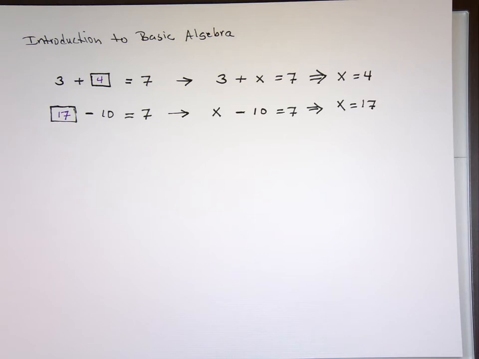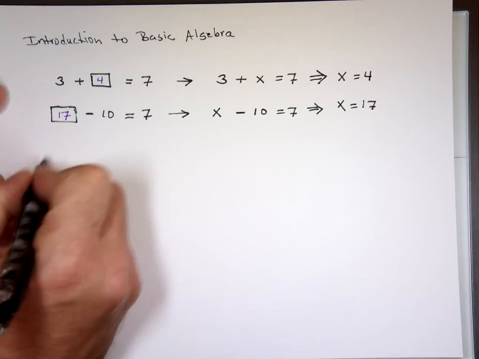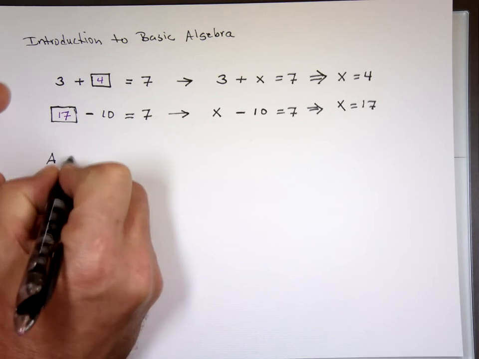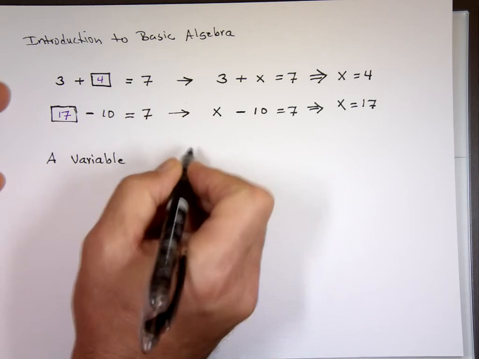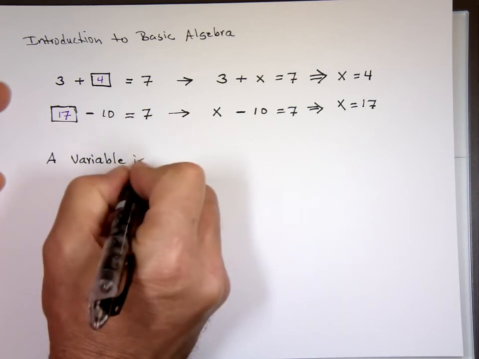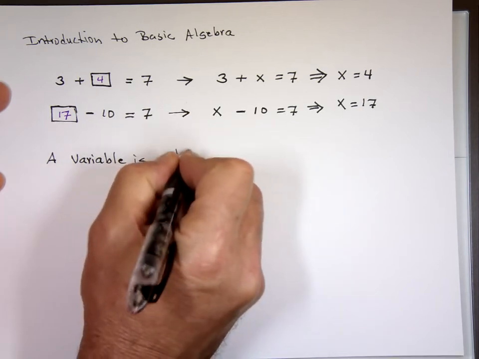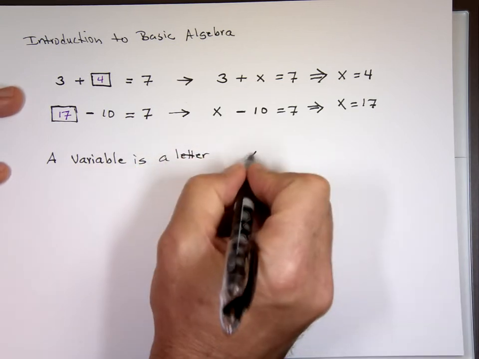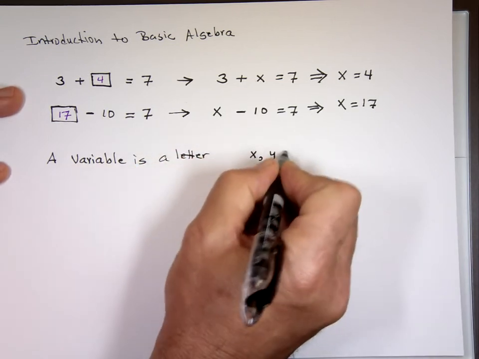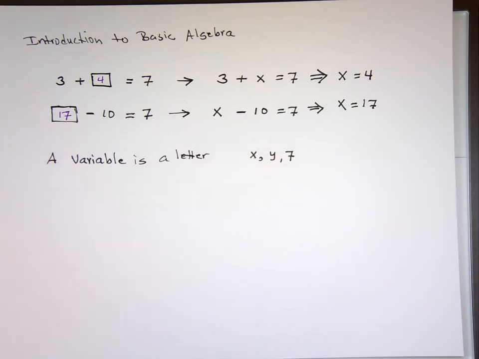So a variable is a letter, like x, y, z. So that's what a variable is. The value of that variable is usually unknown.